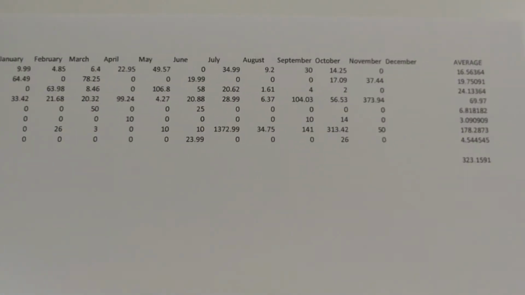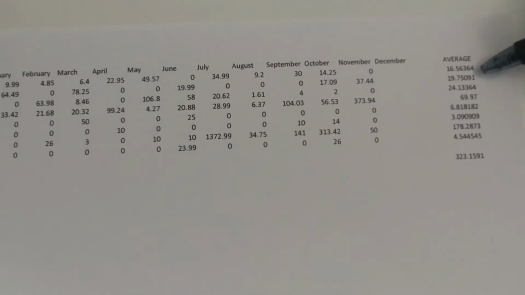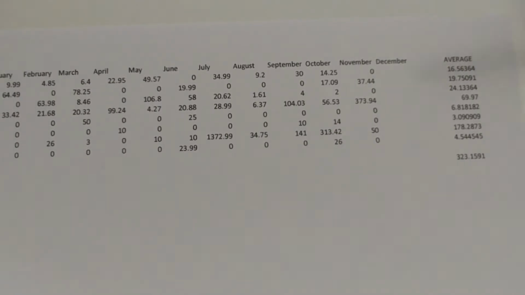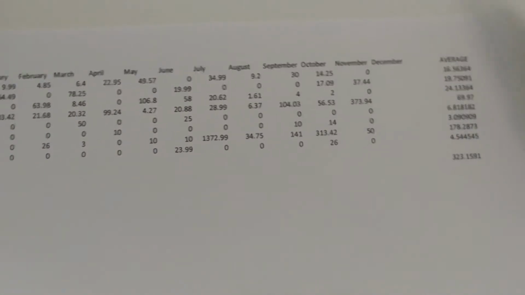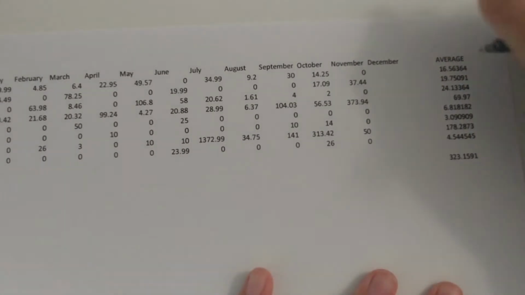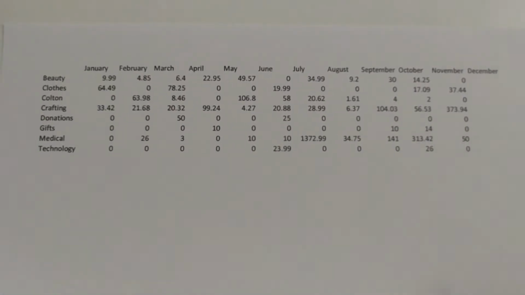And then if we just move over here, the average for the 11 months came to $16.56. And when I'm setting these goals for next year, I like to round up just in case. Because if I go a little over, I want to have that cushion in my sinking fund to cover that so I don't go over budget. So what I'm going to use for beauty for 2021 is actually going to be $20. I like to round up to the nearest $5.